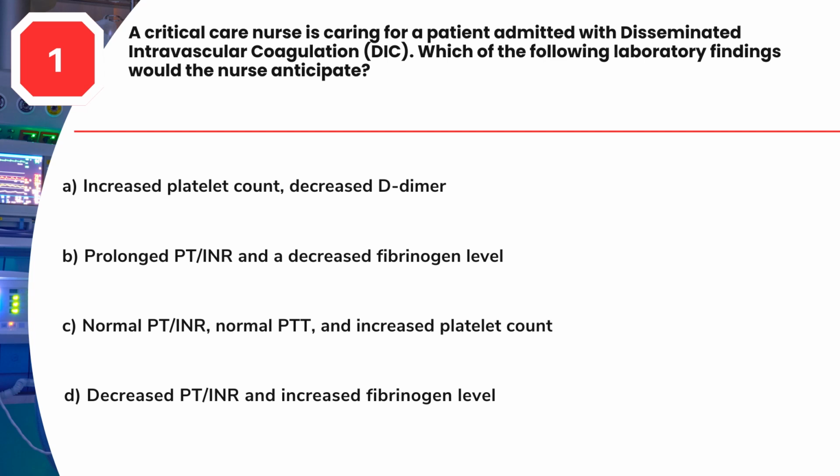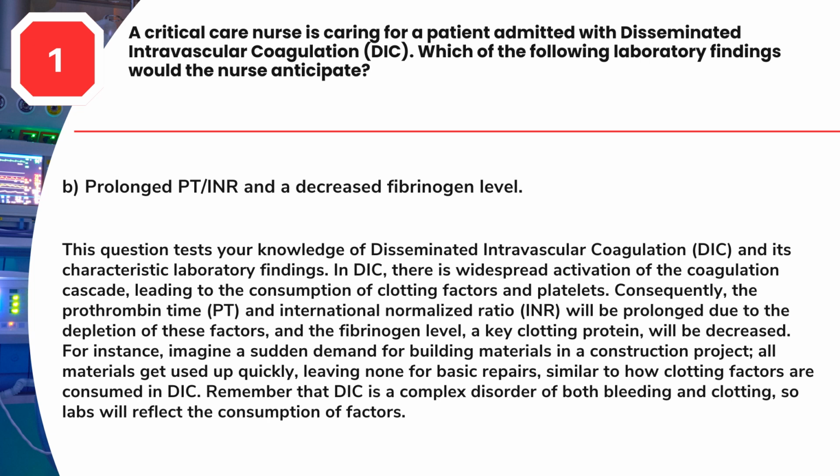C. Normal PT/INR, normal PTT, and increased platelet count. D. Decreased PT/INR and increased fibrinogen level. Answer, B. Prolonged PT/INR and a decreased fibrinogen level. This question tests your knowledge of disseminated intravascular coagulation, DIC, and its characteristic laboratory findings.